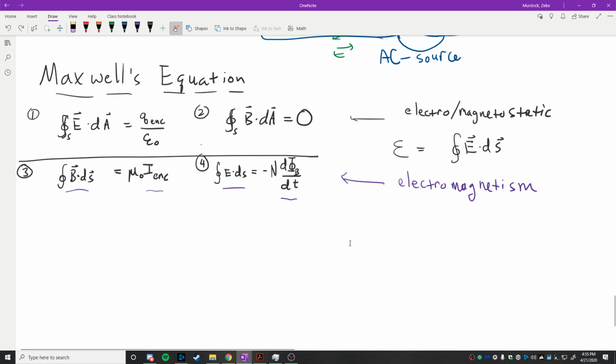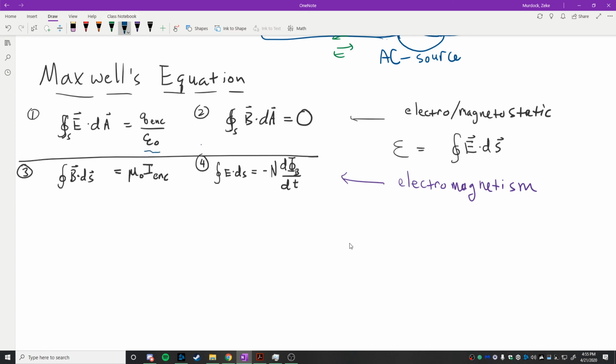Anyway, what do you guys think? The left-hand side is the same for this one and this one. What about the right-hand side? Why would they be different? All right, here's a hint. These two are also different, right?